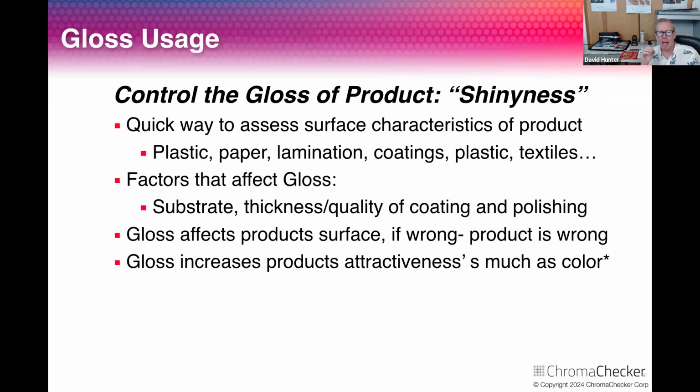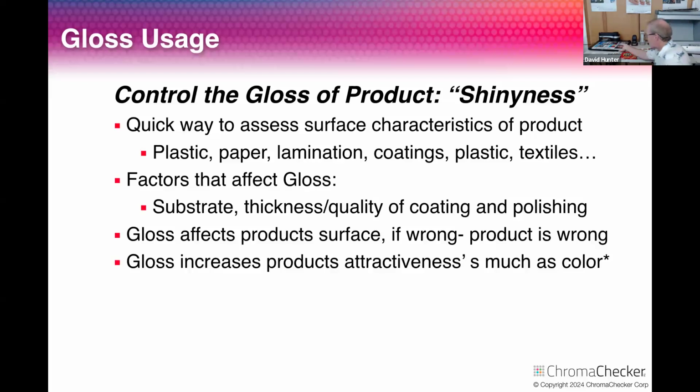And as we look at gloss usage, it's a very quick way to assess the surface characteristics of a product. The product can be a print product. It can be an actual physical product, like my MacBook, which has a certain amount of gloss in the aluminum casing on it. We can measure that, and anyone in manufacturing that cares to have a commonality between products needs to make sure gloss is one of those variables that you're tracking.